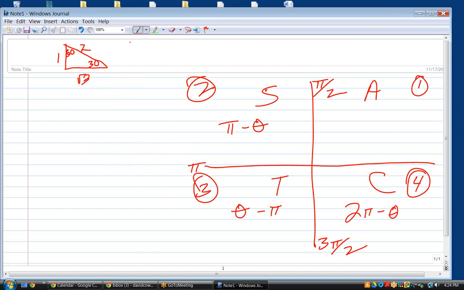So then how does it work with cosine? Well, the key to all of them is knowing your first quadrant angles. Oh, so you would just take cosine instead in the reference triangle? Uh-huh. In other words, if the problem was cosine of 60 degrees, then that's 1/2.